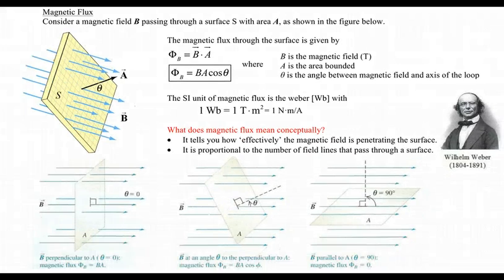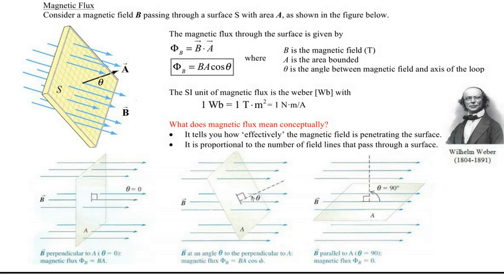Let's consider we have a magnetic field shown here in blue that passes through an area A that is bound by some conducting loop. The magnetic flux, which is represented with this phi sub B, is found to be proportional to the number of lines that pass through this loop. Conceptually, it's really just how effective these magnetic field lines can penetrate this area A.